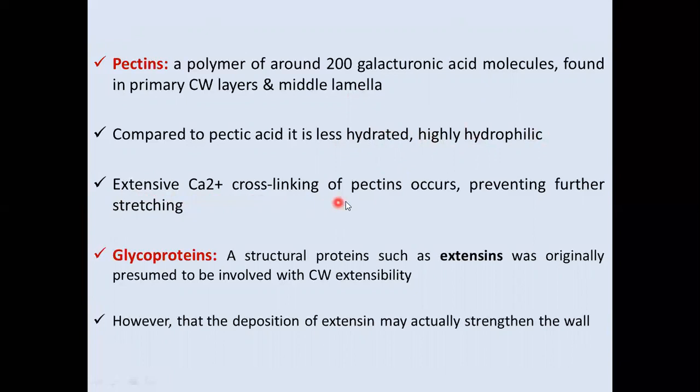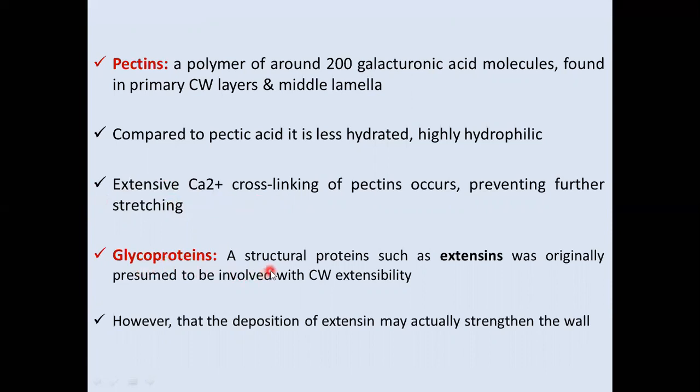Extensive calcium cross-linking of pectin occurs, preventing further stretching. So in the cell wall, cross-linking of calcium occurs, which makes calcium bridges of pectins, which prevents further stretching of cell. So it also regulates proper stretching of cell.